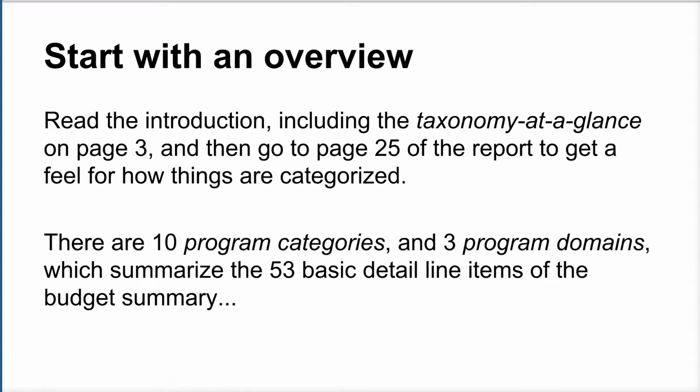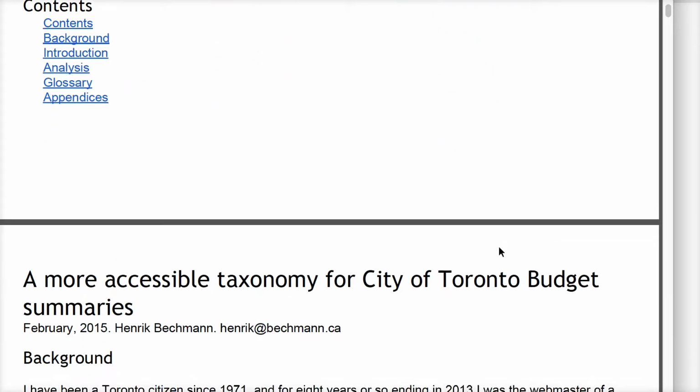If you're interested in this and actually get a hold of this report, then to get an overview of what things look like, I suggest that you start by reading the introduction, which is fairly straightforward, and then look at what I call the taxonomy at a glance, which is how I've recategorized those detailed line items, and then go to page 25 of the report to get a feel for how it's categorized. There are 10 categories, 3 program domains, 53 detail line items. So let me just show you what that looks like.